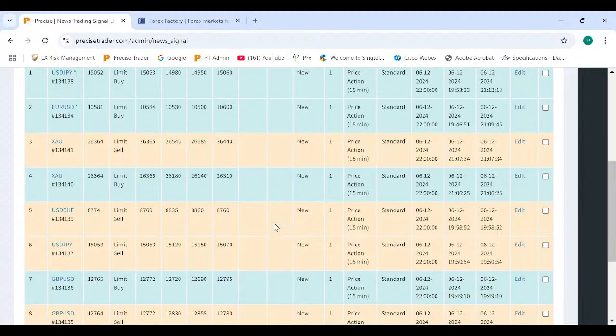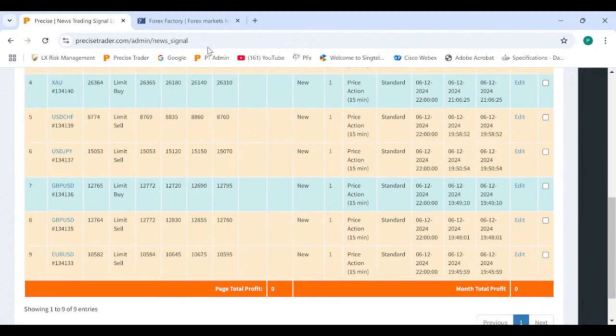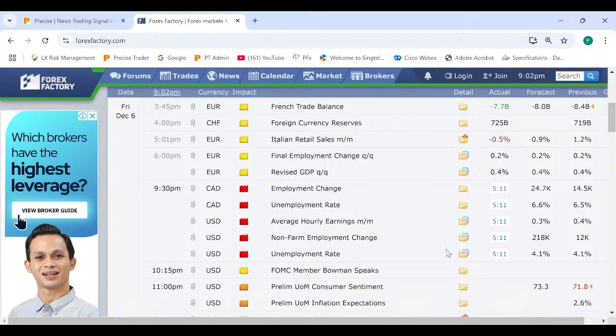So let's hope that the data is bad. If the data is bad, then we are expecting gold to spike up, dollar yen to come down, and euro to go up, pound to go up.